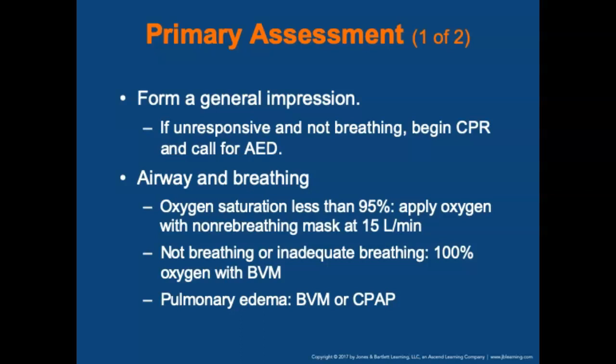So, shortness of breath with no signs of respiratory distress: if the oxygen saturation is less than 95%, administer oxygen at 4 liters by nasal cannula. If they do not improve quickly, apply oxygen with a non-rebreather mask at 15 liters. Note, for not breathing or inadequate breathing, apply 100% oxygen with a BVM. And then pulmonary edema: positive pressure ventilation with a BVM or continuous positive airway pressure, known as CPAP.